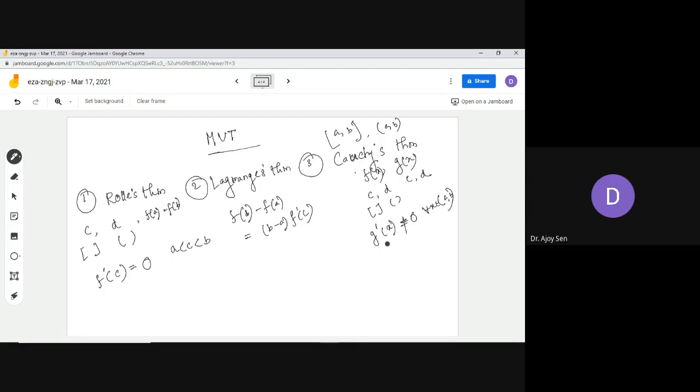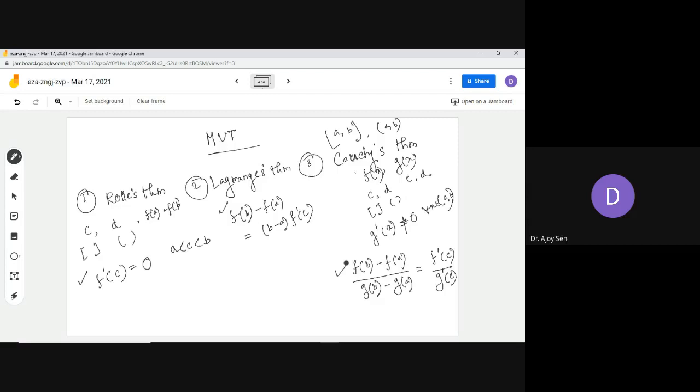If this happens, we can say that f(b) minus f(a), divided by g(b) minus g(a), becomes f dash c by g dash c. So this is the conclusion of Lagrange's theorem, this is the conclusion of Rolle's theorem, and this is the conclusion of Cauchy's mean value theorem. So Cauchy's mean value theorem is a mean value theorem where we consider two functions f and g. Both functions are continuous in the closed interval.